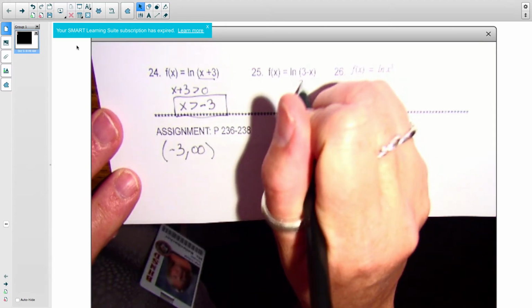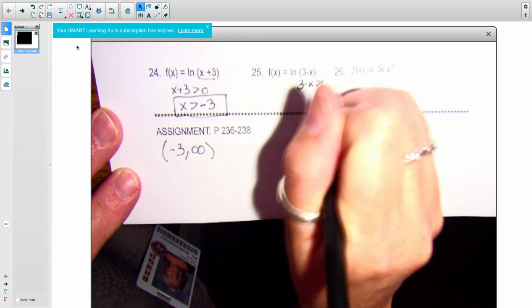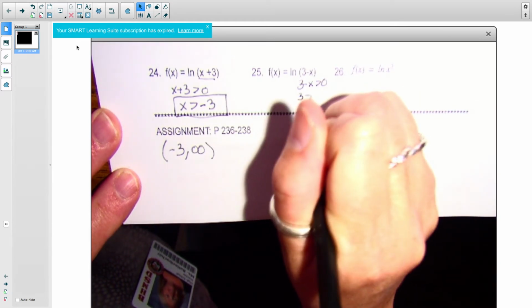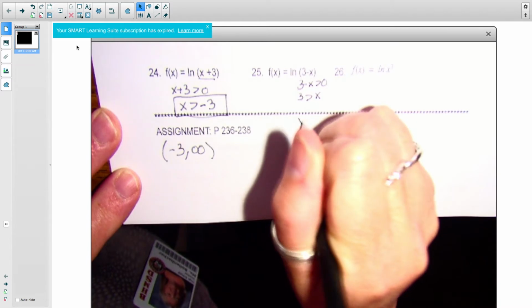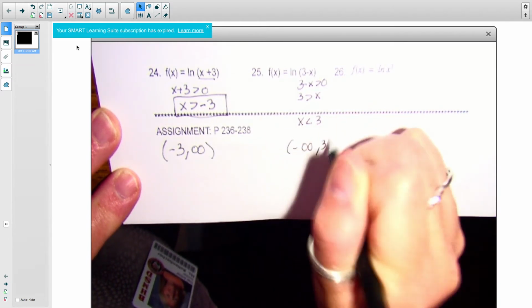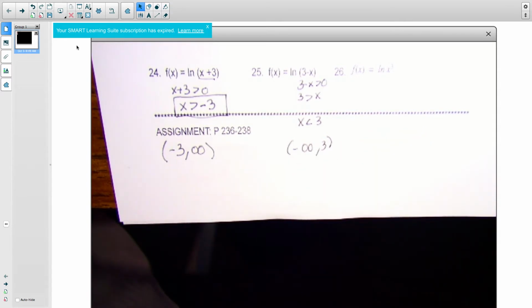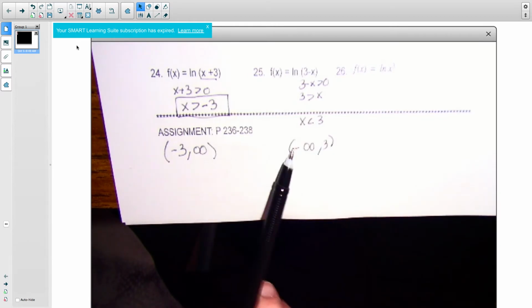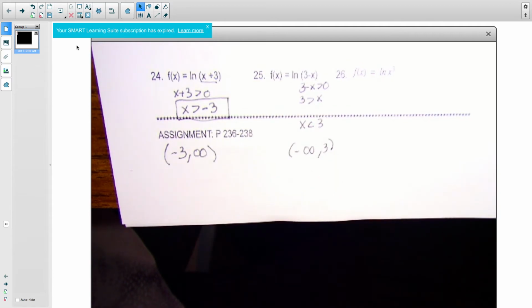For this one here, 3 minus x has to be greater than 0. So 3 must be greater than x. So x is less than 3. So that's negative infinity to 3. Does it matter if you put the 3 before the negative infinity? Yes, it does. You always put the smallest number first, then the largest. Negative infinity will always be your first one, positive infinity will always be your last one.